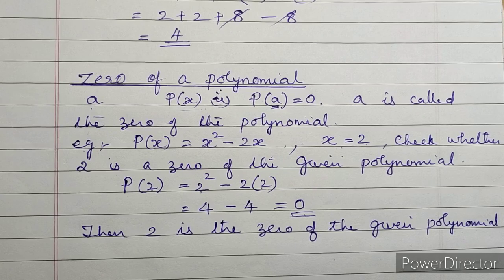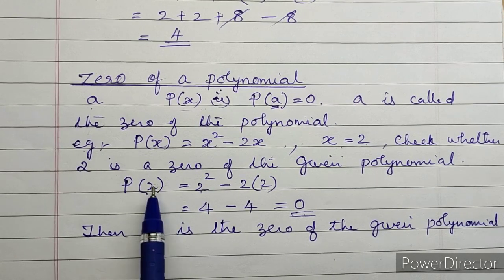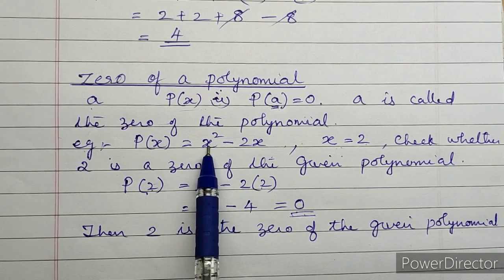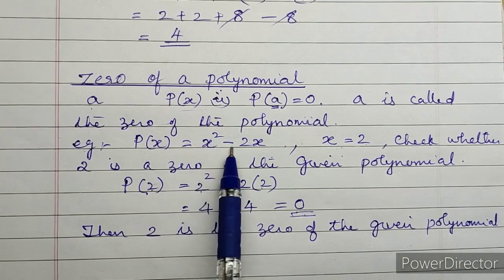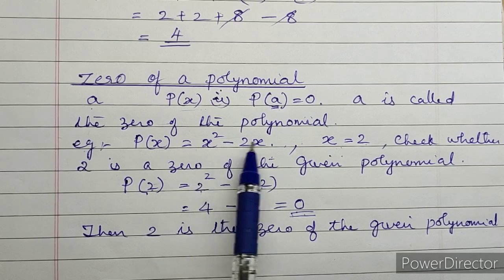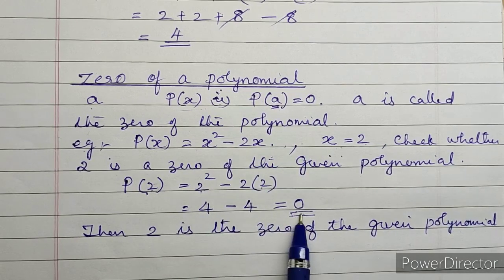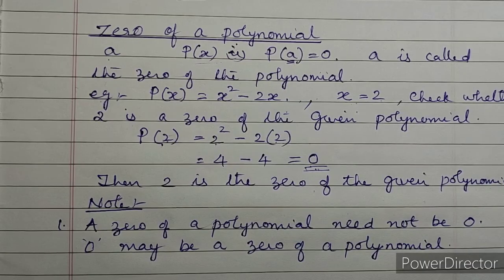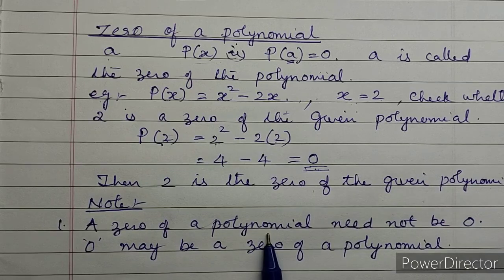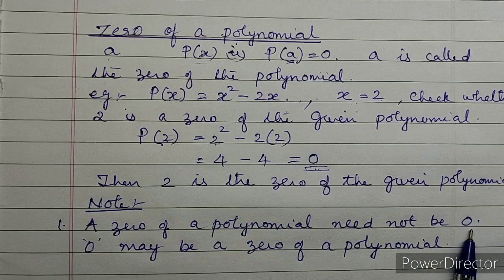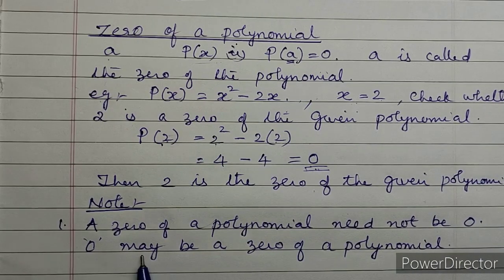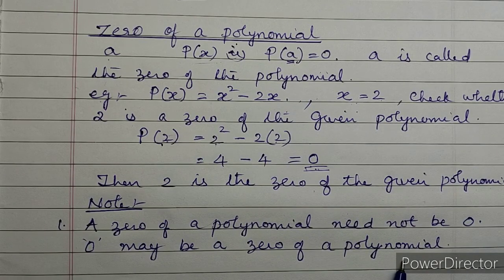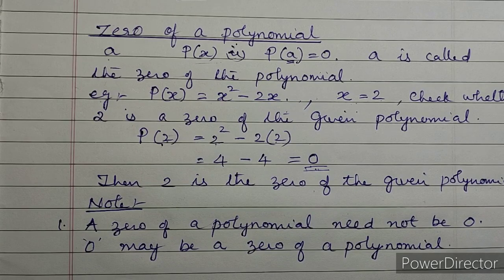A 0 of a polynomial need not always be 0. See here, 2 has come. Sometimes 0 also can be a 0. In this example, if you put 0, p of 0 will be 0 square minus 2 into 0, 0 minus 0, it is 0 only. So 0 also is a 0 of this given polynomial. So the first note is, a 0 of a polynomial need not always be 0. Sometimes 0 may be a 0 of a polynomial, and numbers other than 0 can also become a 0 of a polynomial.